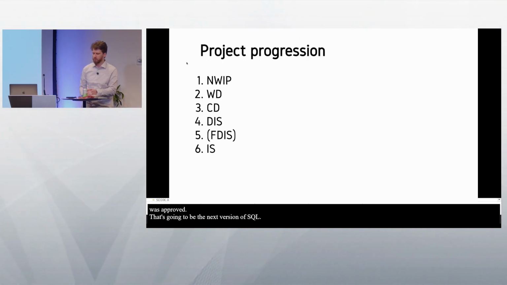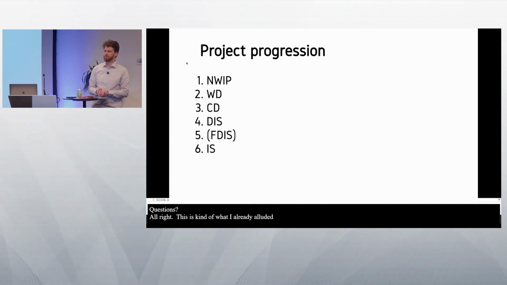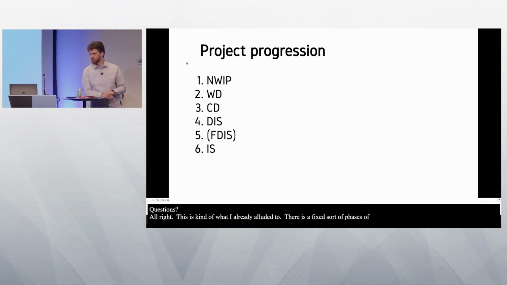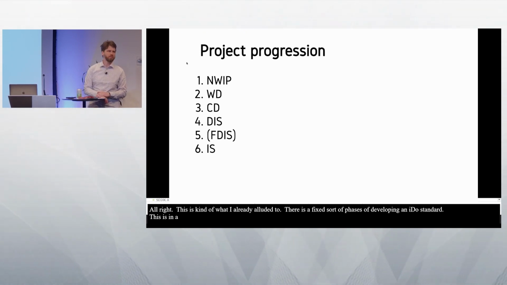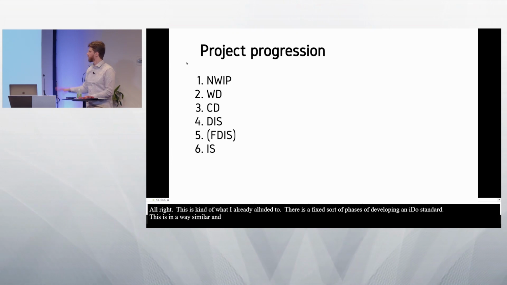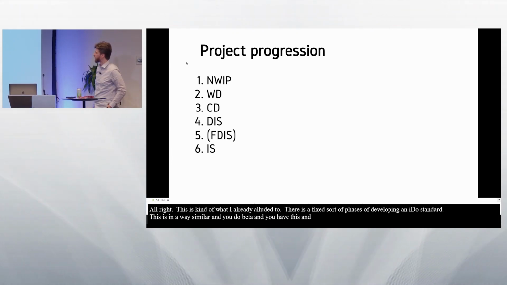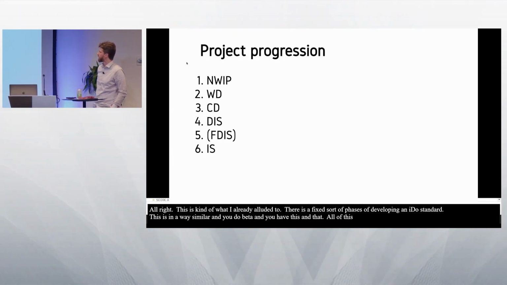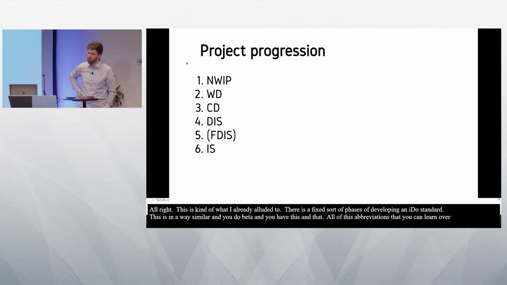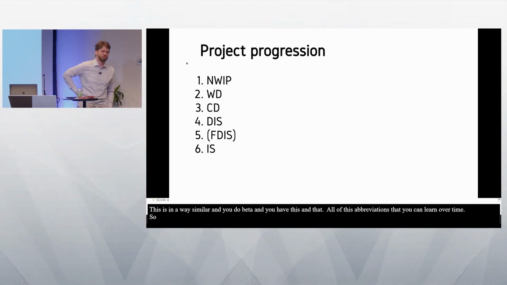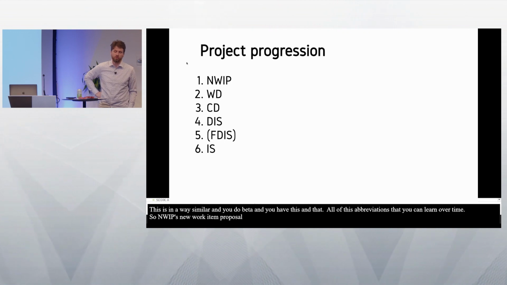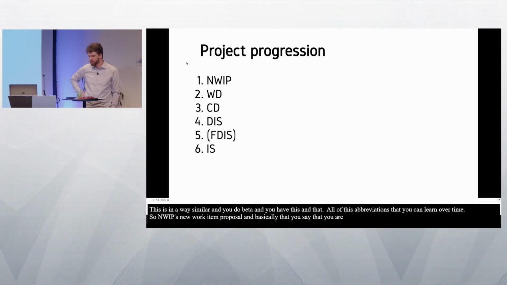Right, so this is kind of what I already alluded to. There are fixed phases of developing an ISO standard. And this is, in a way, similar to how you do software, right? You start somewhere, and then you have betas, and then you have this, and you have that. So these are all the abbreviations that you then learn over time. NWIP is new work item proposal. That's basically that you say that you're going to do it. You're going to do something.